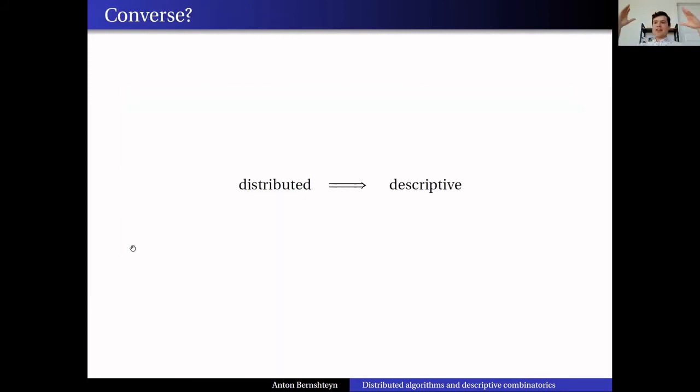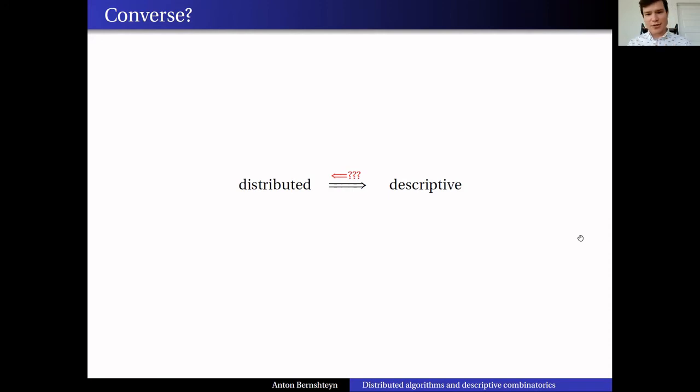Okay, so what do we know now? This is a very general fact, or I guess a pair of facts, that tell us that distributed algorithms can be turned into descriptive results. Deterministic algorithms give Borel results. Randomized algorithms give measurable results, and Baire measurable as well. Well, what's really interesting to know is when can we go back from the descriptive world to distributed algorithms? In other words, are there really some equivalences between problems in distributed computing and descriptive combinatorics?